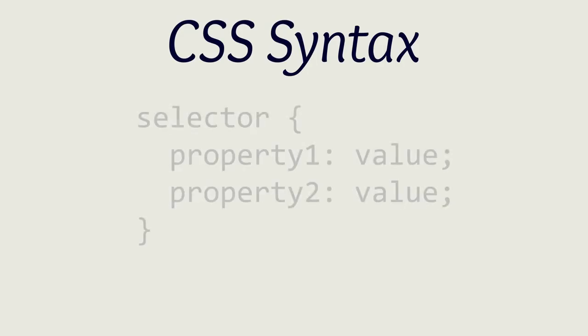CSS syntax is easy to understand. It starts with a selector and is followed by curly brackets. Inside these brackets, we find property value pairs that help style HTML elements just right.